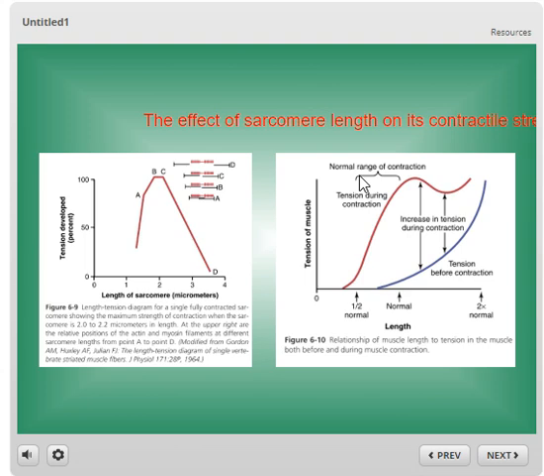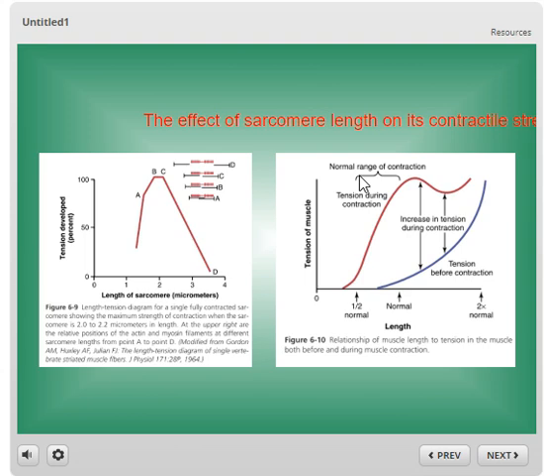When the sarcomere is too long, in the elongated sarcomere length greater than the optimal length, there is insufficient overlap between actin and myosin, resulting in fewer cross bridges and a decrease in contractile strength. Myosin heads cannot effectively engage with actin, diminishing force generation.